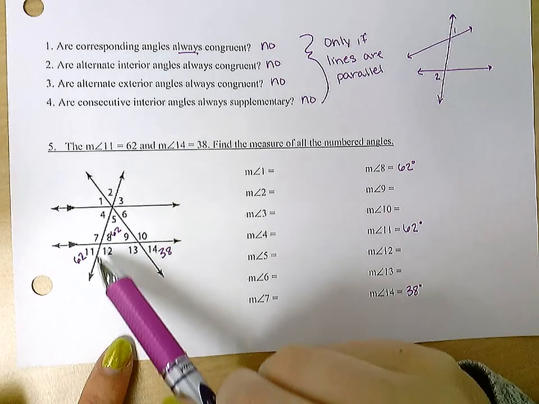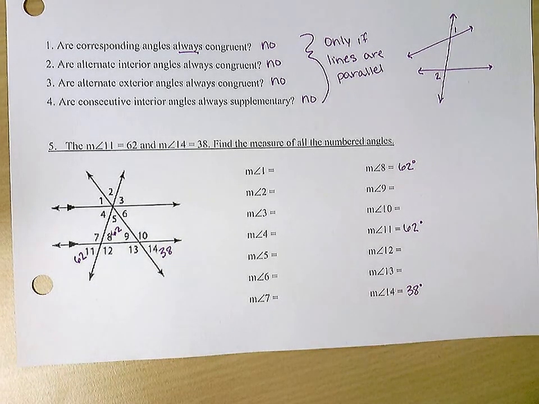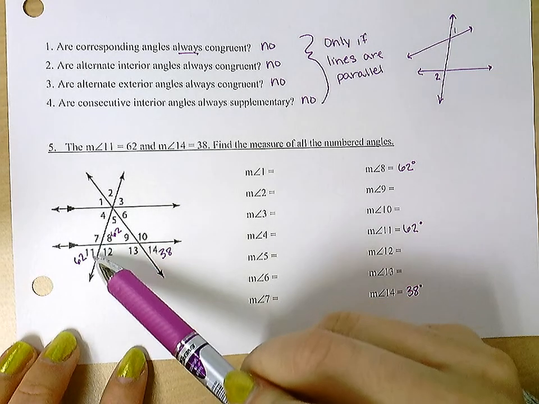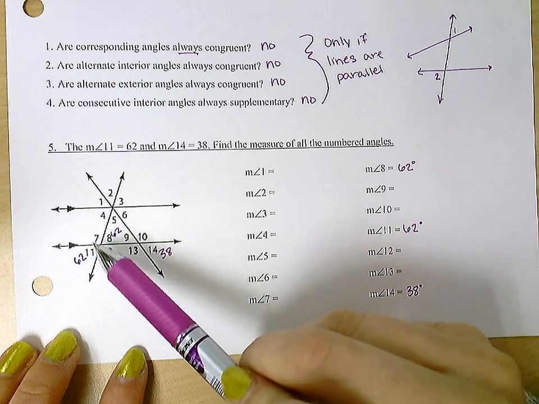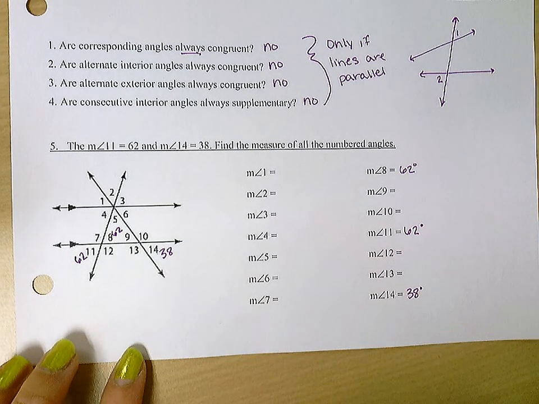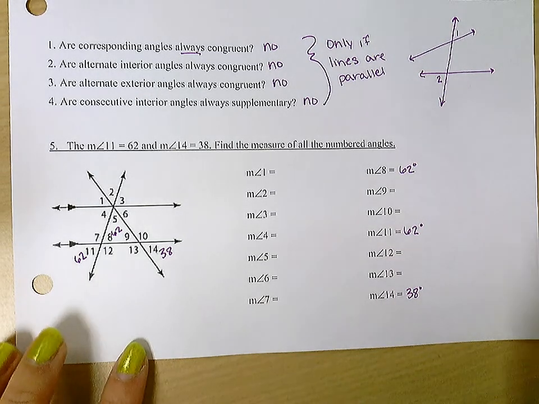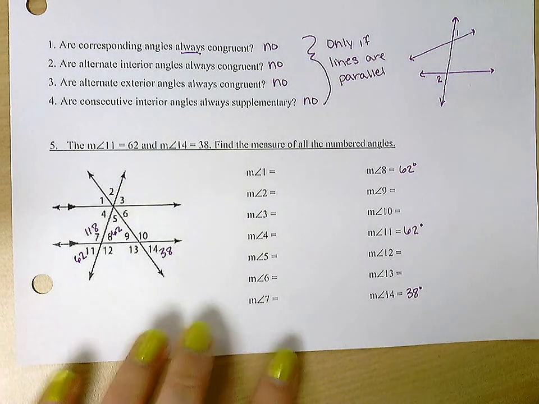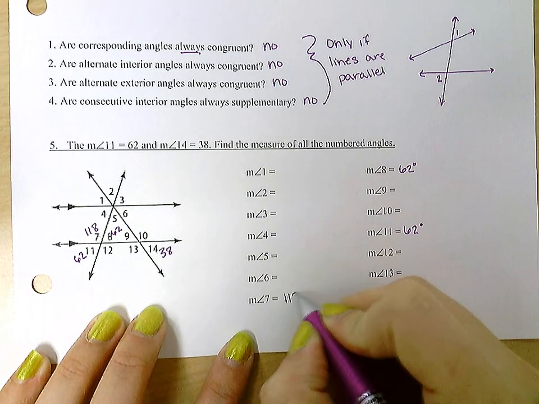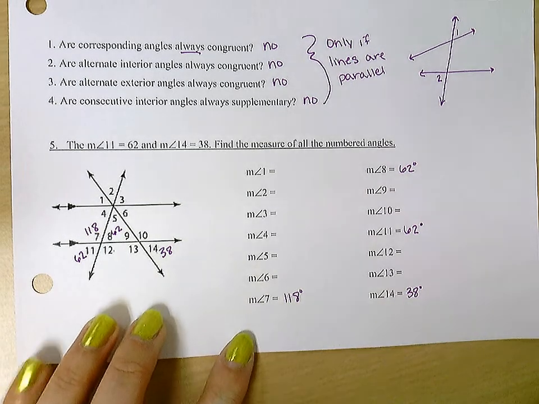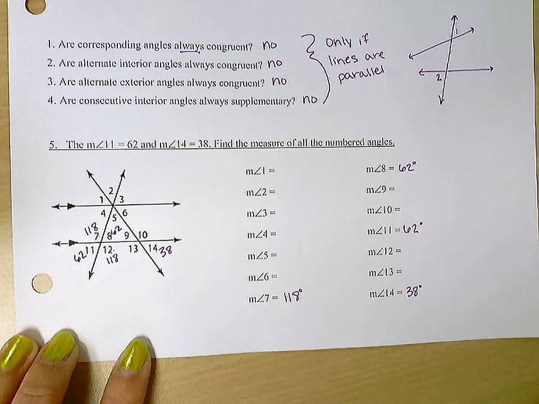What about 7 and 11? What type of angle pair is that? They're a linear pair. A linear pair is supplementary, so they have to add to 180. So to get angle 7, you just need to take 180 minus 62. 7 is 118. So if I know angle 7, what other angle do I know now? 12. 7 and 12 are vertical angles, so 12 is also 118.